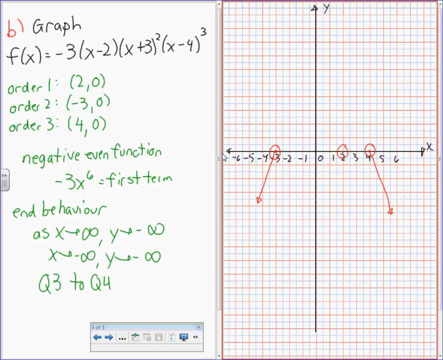Do you want to get a y-intercept too? Let's say I wanted to get a y-intercept. How would I quickly and easily find a y-intercept? Yeah, go ahead. Plug in 0 into your x value.